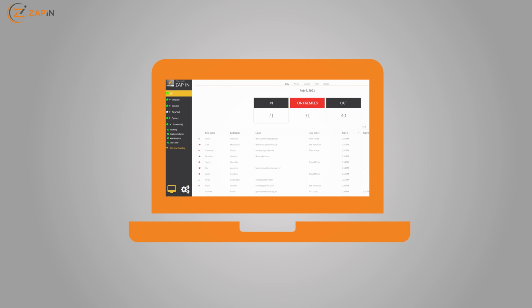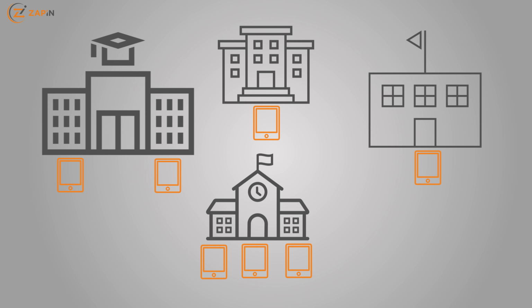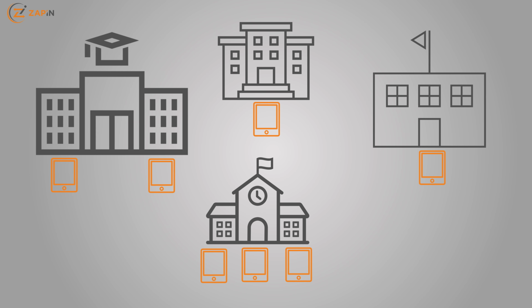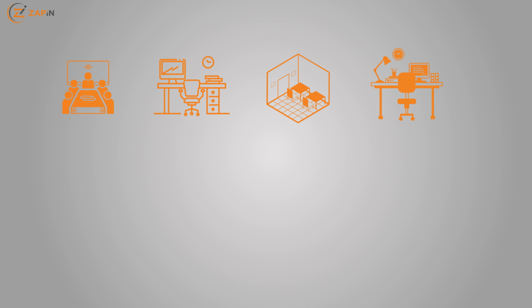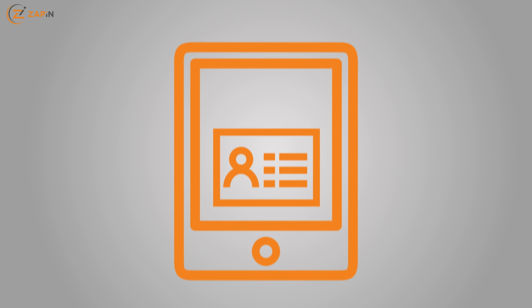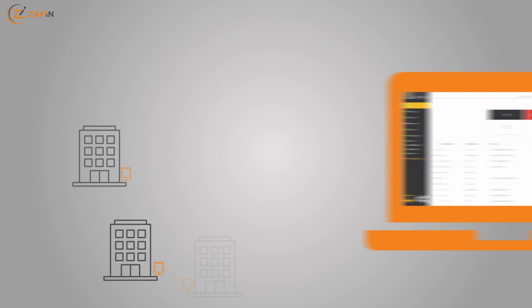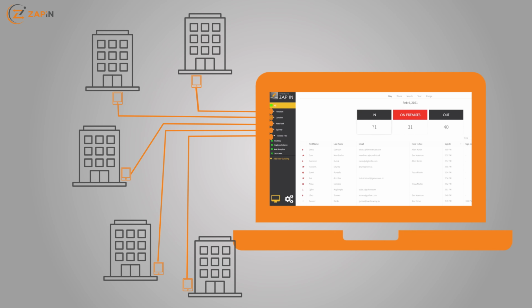The buildings feature can be used to represent the following: multiple offices or buildings spread out across the globe, different buildings and centers on a large campus, or even as a method to distinguish different rooms within a single building. All visitor information is stored under that particular building that was signed into. Your ZAP IN account supports as many buildings as you need. There is no limit.